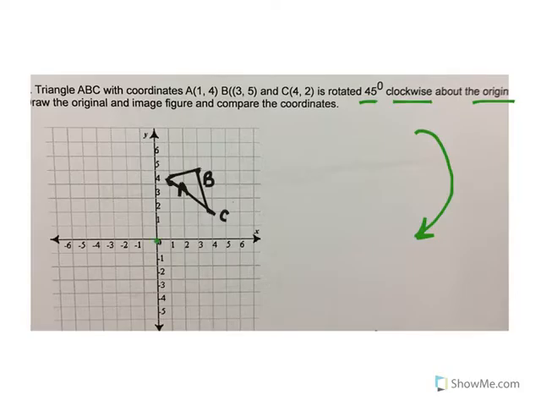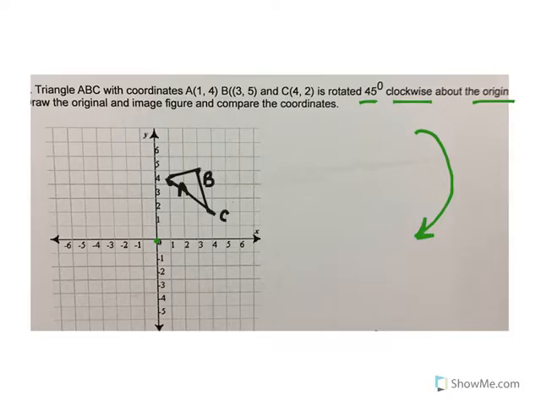It says draw the original and the image figure and compare the coordinates, okay? So when we're trying to rotate a figure, yesterday you learned how to do it with coordinates. Today we're going to learn how to do it with the ruler. Remember when you did translations or reflections, we learned two ways, how to do it with the ruler and how to do it with the coordinates. So today we're going to teach you how to do it with the ruler.